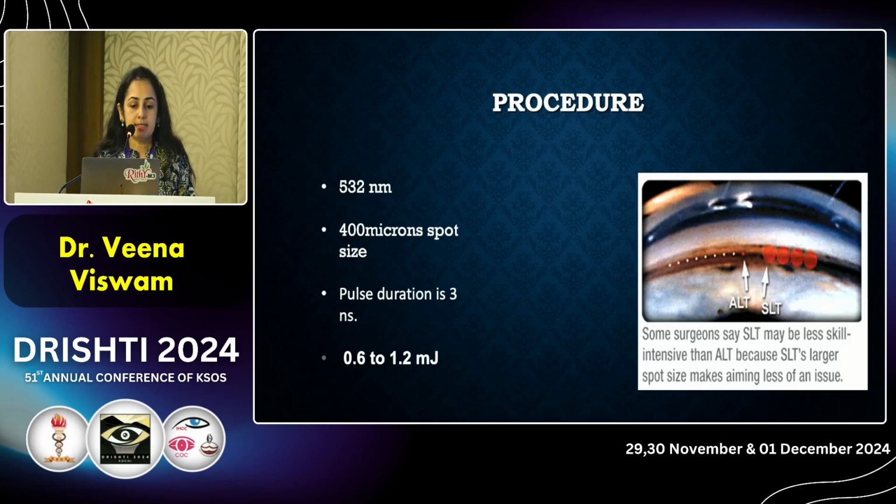So in SLT, we use a 532 nanometer Nd:YAG laser, 400 micron spot size. When you compare it in the picture with the argon laser spots, you can see that the spot size is much bigger. It is not a well focused, well defined laser spot, but the margins can be made clear. And the pulse duration is 3 nanoseconds, and energy used is 0.6 to 1.2 millijoules, average of 0.88 millijoules.